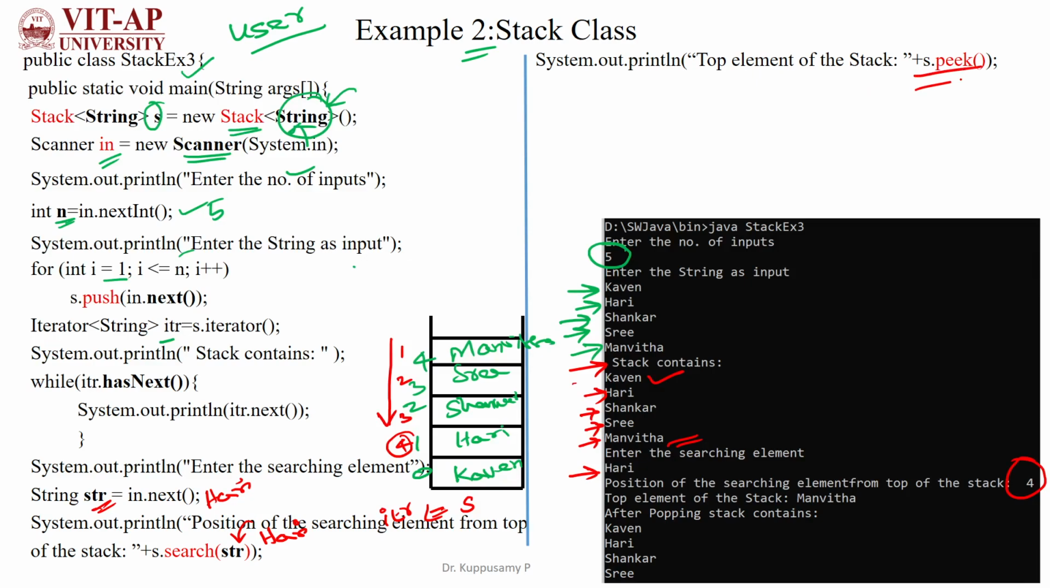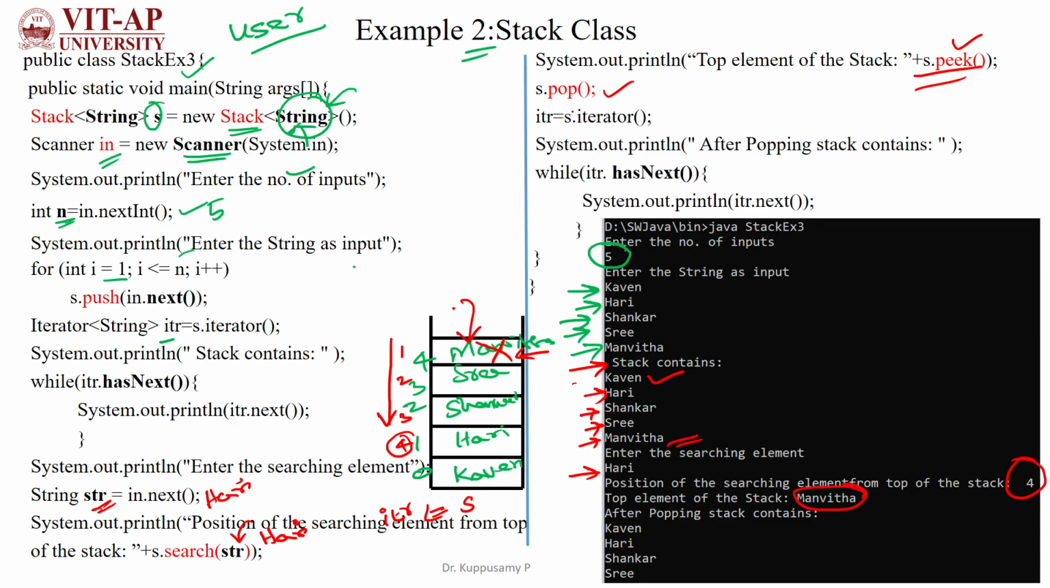Then the top of the stack is accessible by using peek. So the top of the stack is what we are checking here, that is Manvita. So this is the top of the stack, and that is returned here as output. Then we are popping out one element, so Manvita will go out, and it is deleted.